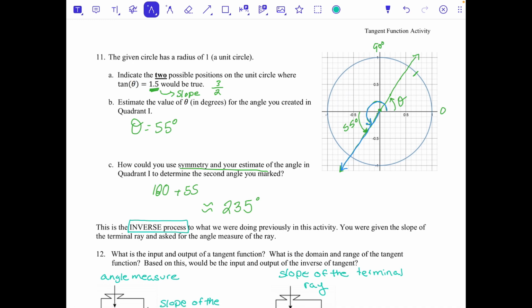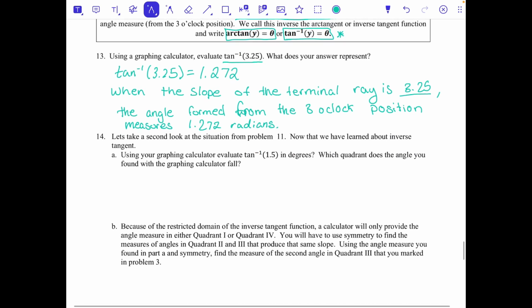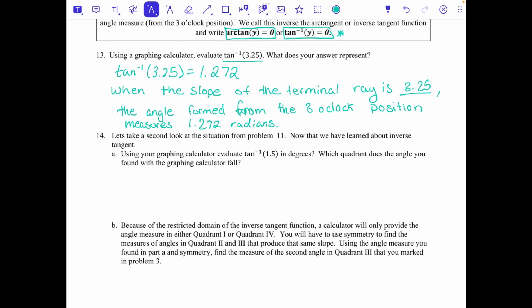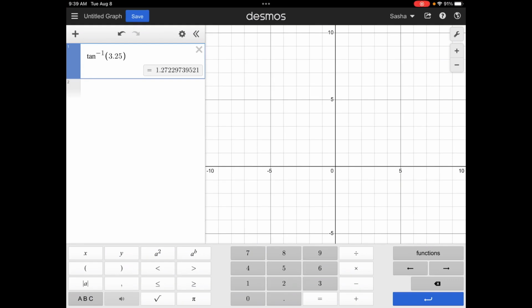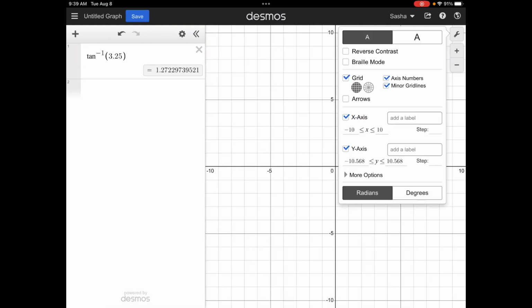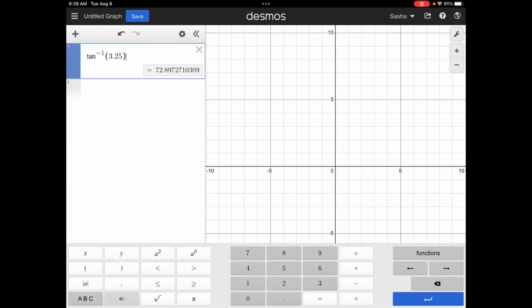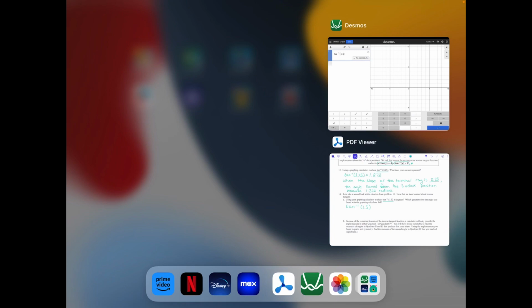Well, now we know how to use inverse tangent to get the exact angle measure. So we no longer have to estimate. And that's basically what we're being asked to do. So we're going to use our graphing calculator to estimate inverse tangent of 1.5 in our calculator. So if we're going to go over here, now let's change our mode. So remember, we can change our mode by going to that little wrench tool, and I'm going to click on degrees. And I don't want 3.25 this time. I want 1.5. And you'll notice it's about 56.3 degrees.